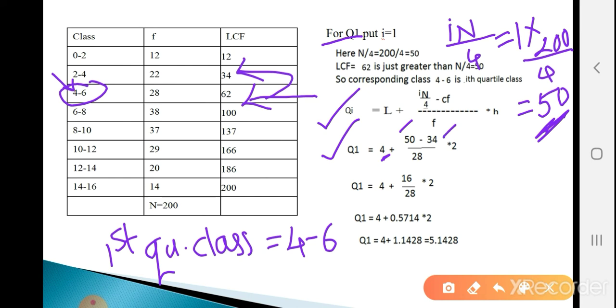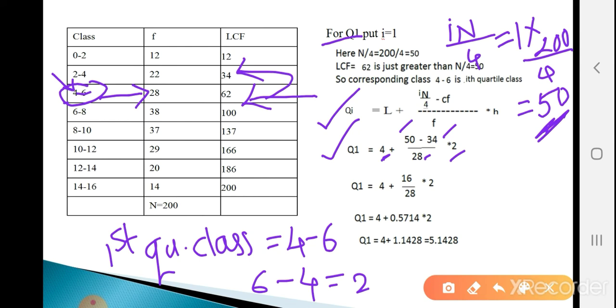Now F. F is the frequency of the quartile class. What is the frequency of that first quartile class? It is 28. And H is the class width of the quartile class. How to calculate the class width? Upper limit minus lower limit. The upper limit is 6 and the lower limit is 4, so 6 minus 4 is 2. So the H value is 2.